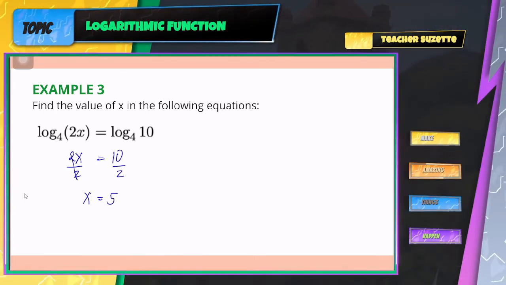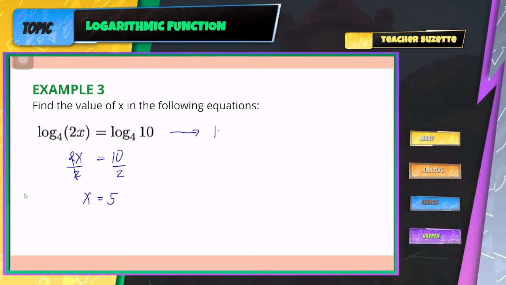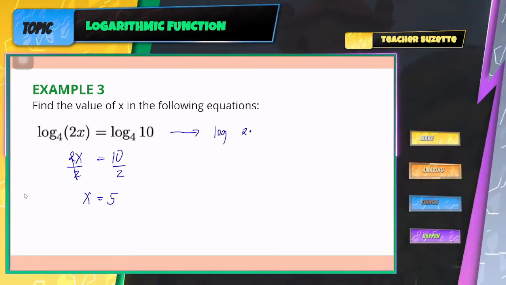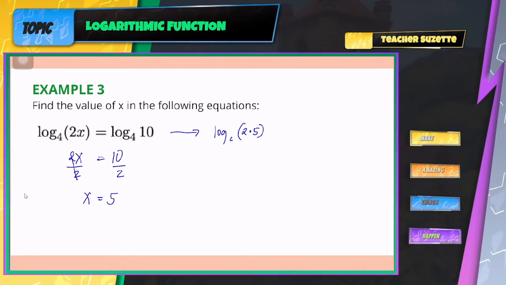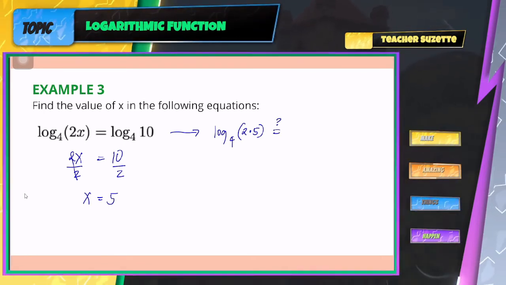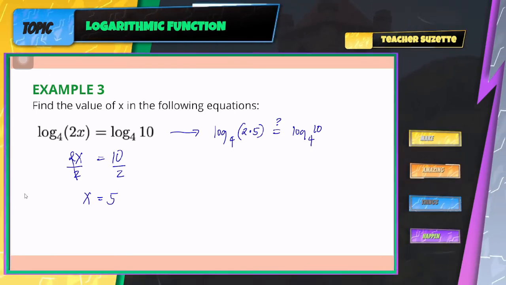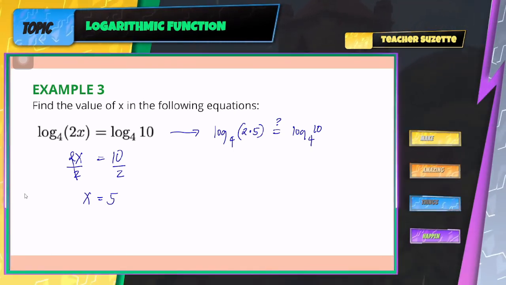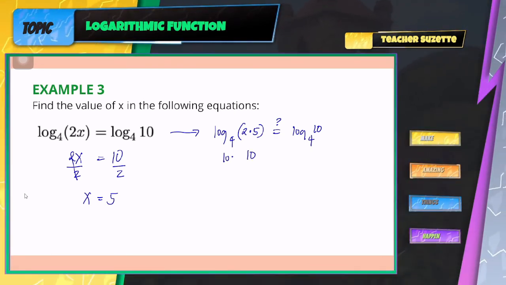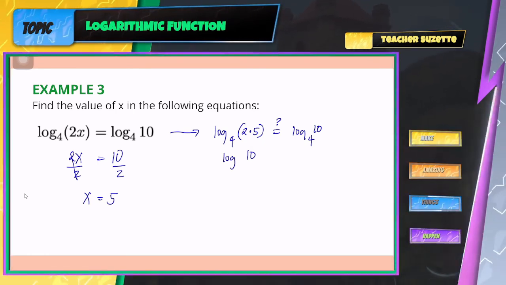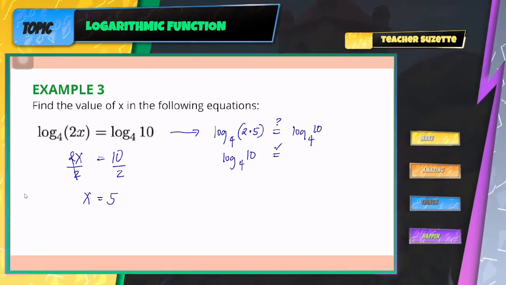Now, let's check kung tama po ba to. If we have the logarithm of 2 times 5 base 4, is it equal with the logarithm of 10 base 4? And 2 times 5 is 10, which is obviously the logarithm of 10 base 4 equal to the logarithm of 10 base 4.